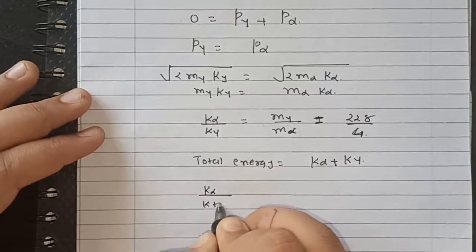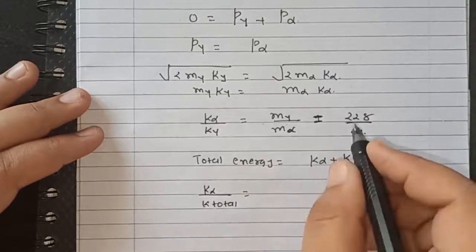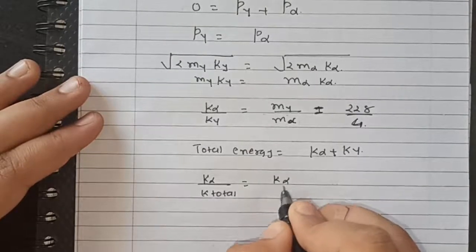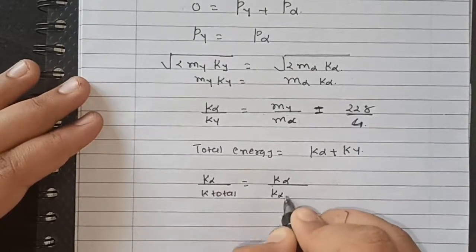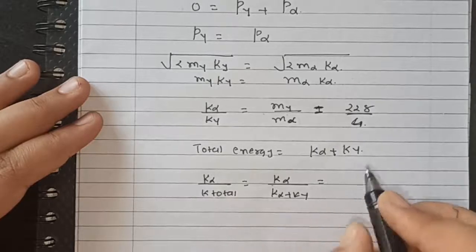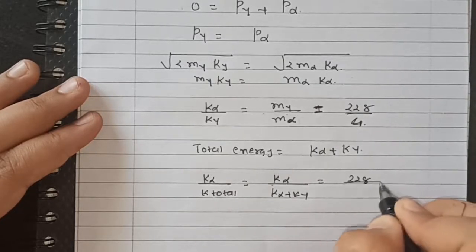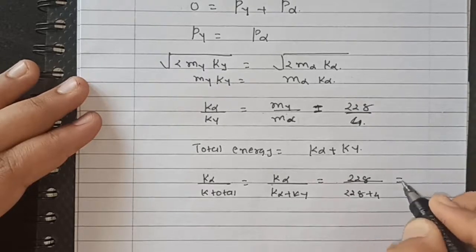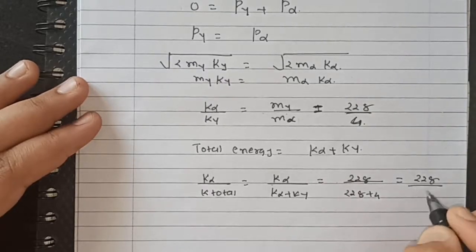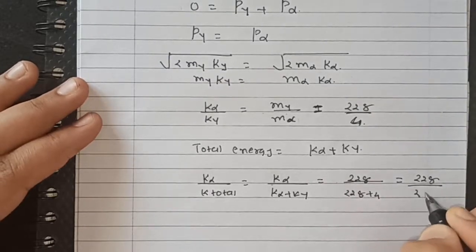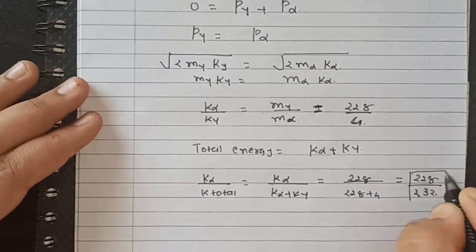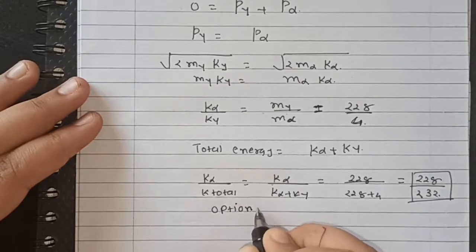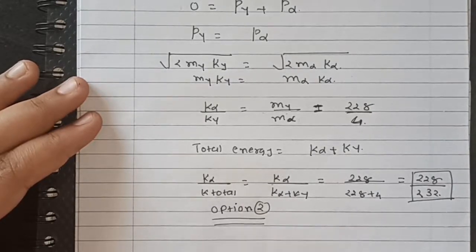by K total. So for this ratio we can write K alpha divided by K alpha plus Ky is equal to 228 divided by 228 plus 4. That will give us the answer 228 divided by 232. So option 2 is the correct option.